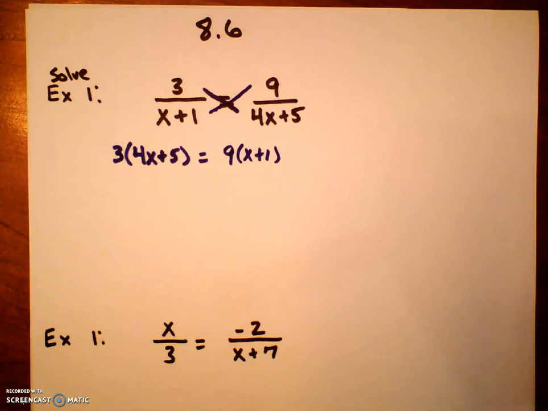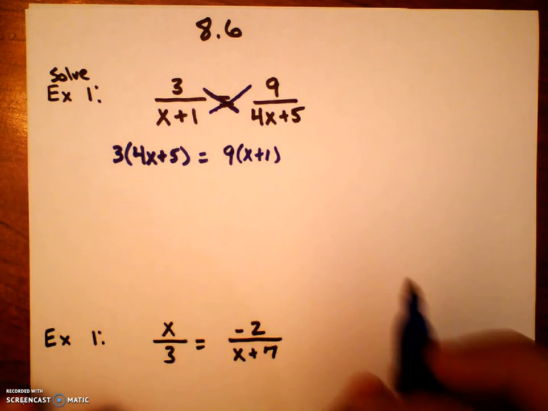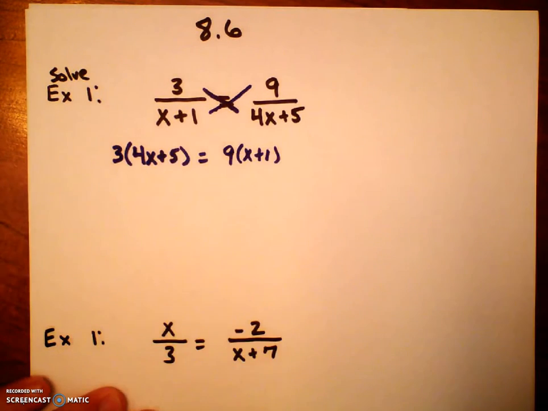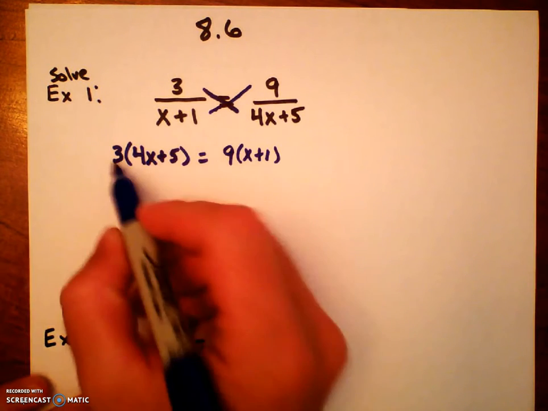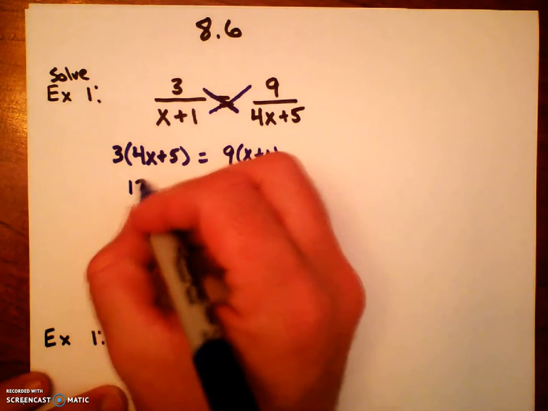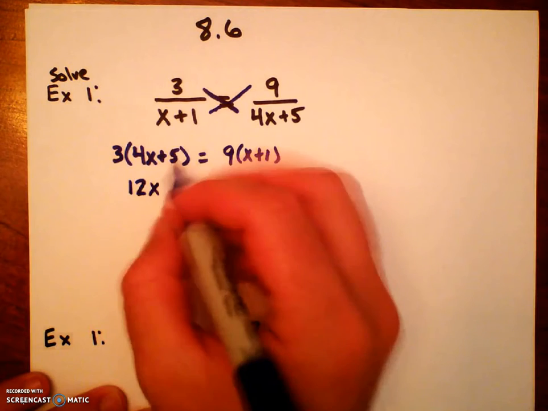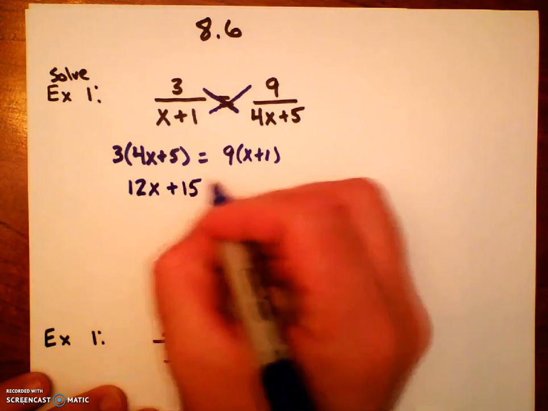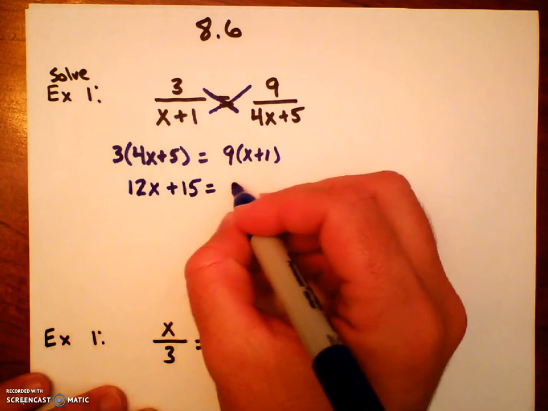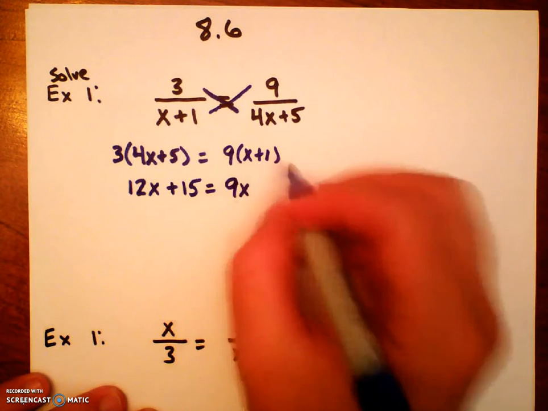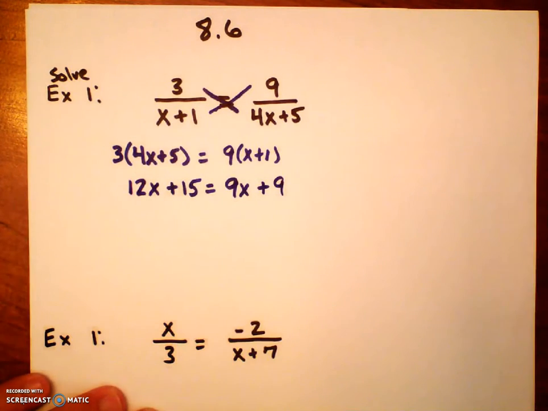And from here, we can just use our algebra skills to distribute and to solve whatever happens to be here. In this case, I think it's going to be a linear. 3 times 4x is 12x. 3 times 5 is 15. 9 times x is 9x. 9 times 1 is 9. And this is just a linear equation.